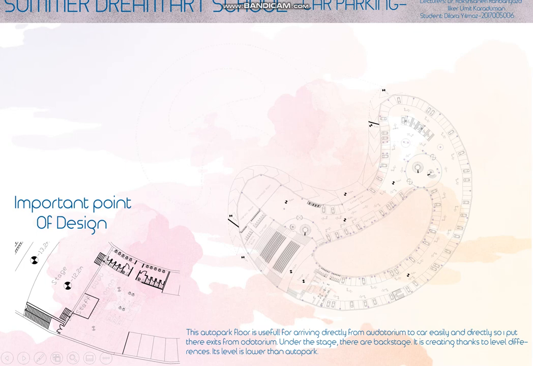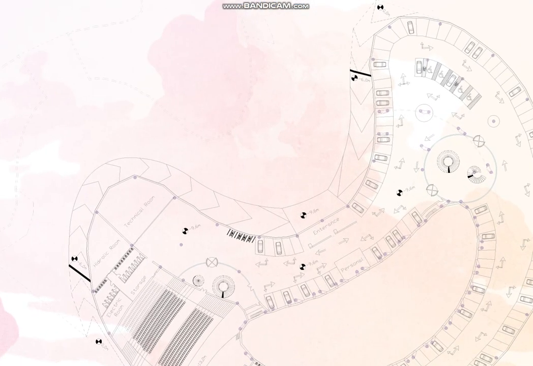As you can see, the important point of my design is that under the stage you can see the backstage. The upper park floor is useful for arriving directly from the auditorium to the car easily and directly, so I put their exits from the auditorium. Under the stage, there is a backstage. It's created thanks to level differences. Its level is lower than the upper park. You can see all details.